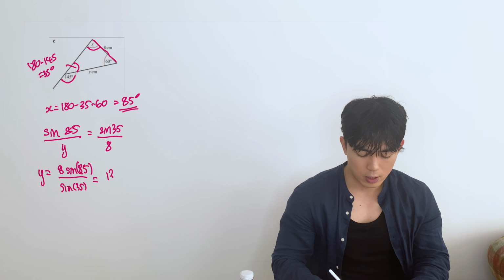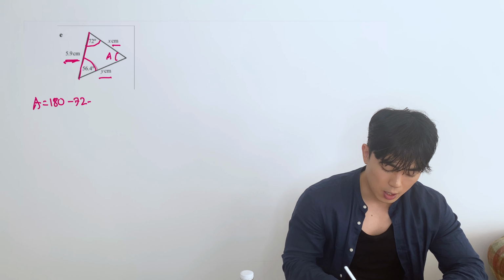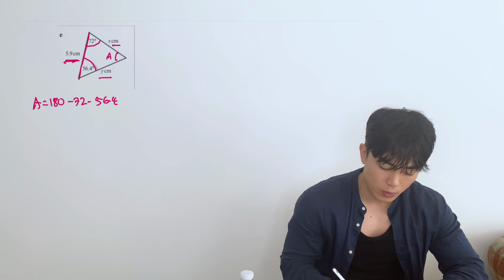Let's try another one here. We know 72 degrees, so the pair of 72 is this y centimeters. The pair for 56.4 is x centimeters. We know this length 5.9 here, so its pairing angle will be this angle here. Let's call it A. We need to find this A first in order to use this 5.9, otherwise we can't use it. Luckily, it's a triangle, so A is going to be 180 minus 72 minus 56.4 degrees, which will give me 51.6 degrees. Now I can use the sine rule.